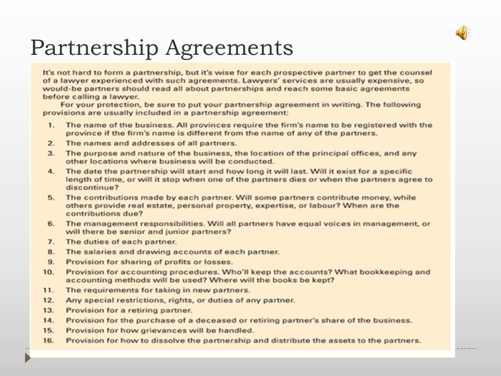In the absence of anything in a partnership agreement, the law assumes that all the profits and losses will be shared equally, and that may not be the case or your intent. It should outline the accounting processes that are going to be followed, particularly whether financial statements will be audited or prepared by an accountant.